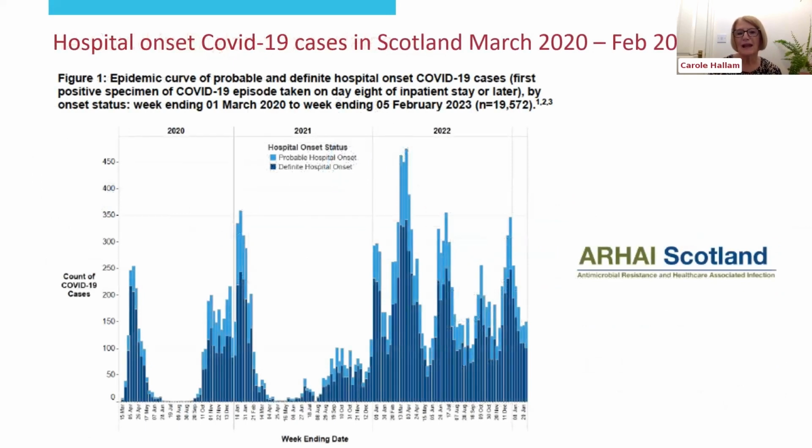I personally like this, the RHI data from Scotland, because I think this just clearly shows the hospital onset cases. The dark blue are the definite hospital acquired, the lighter blue are the probable, but you can see how in 2022, in just last year, those huge numbers, and actually if we don't do something different, we're going to get caught out again this coming winter.